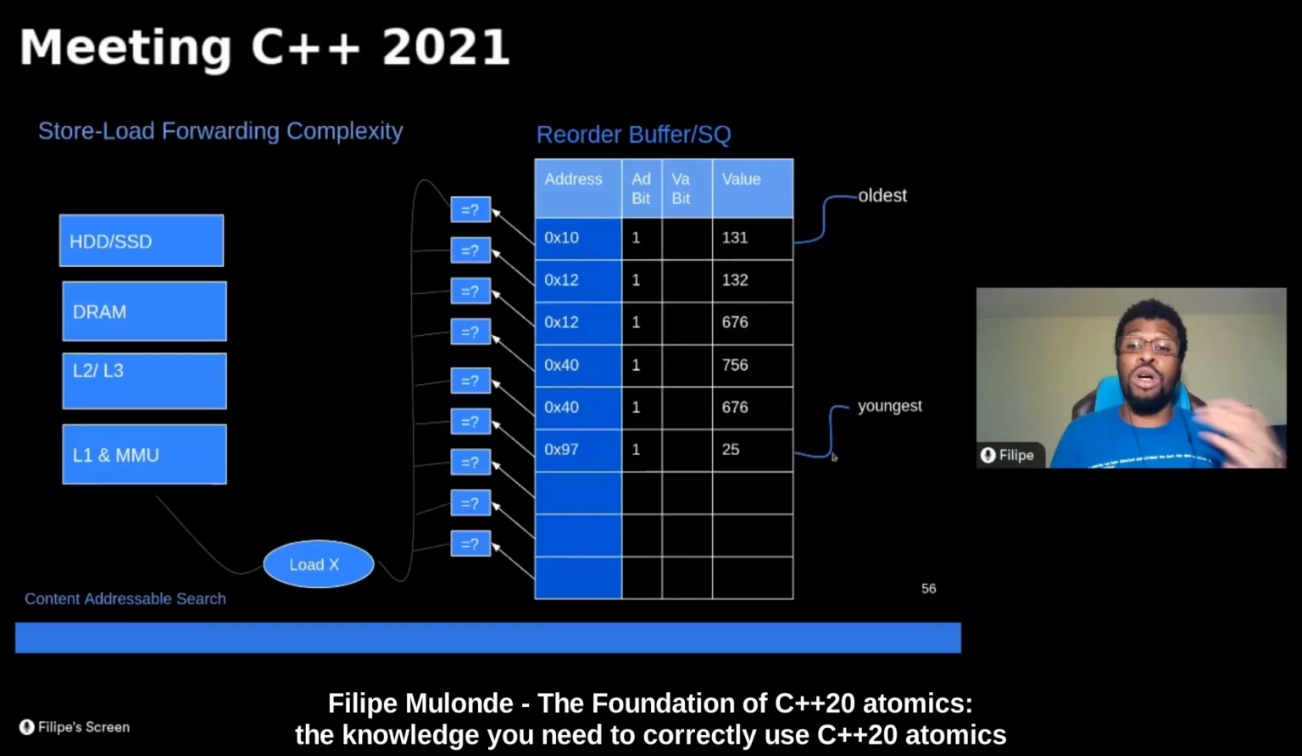And here we can spend a lot of time searching this buffer. And if there is no match, well, we need to go to memory again. And for example, when going to memory, we can miss in L1, we can miss in L2, we can miss in L3, and we can miss in DRAM, and we need to go to disk. So you see why this search is complex. And here we're only talking about the content addressable search.